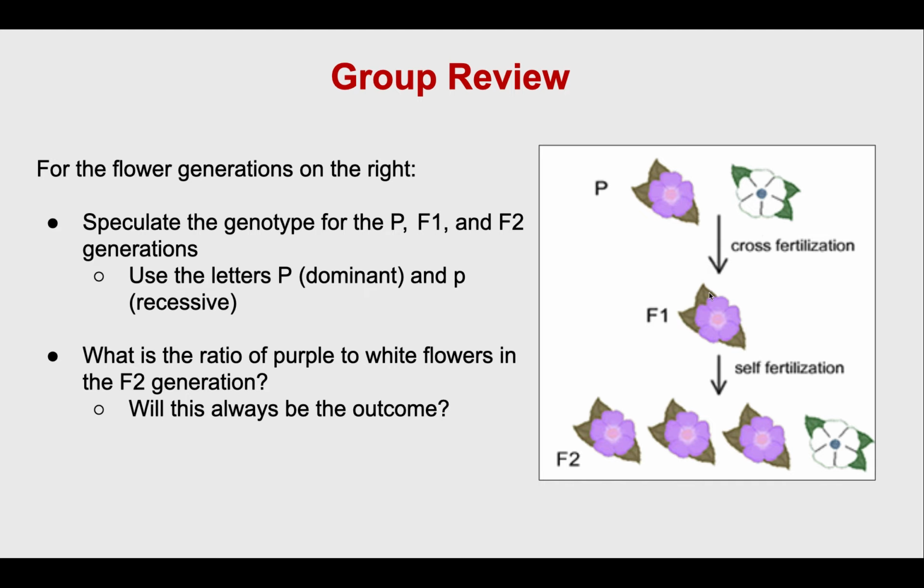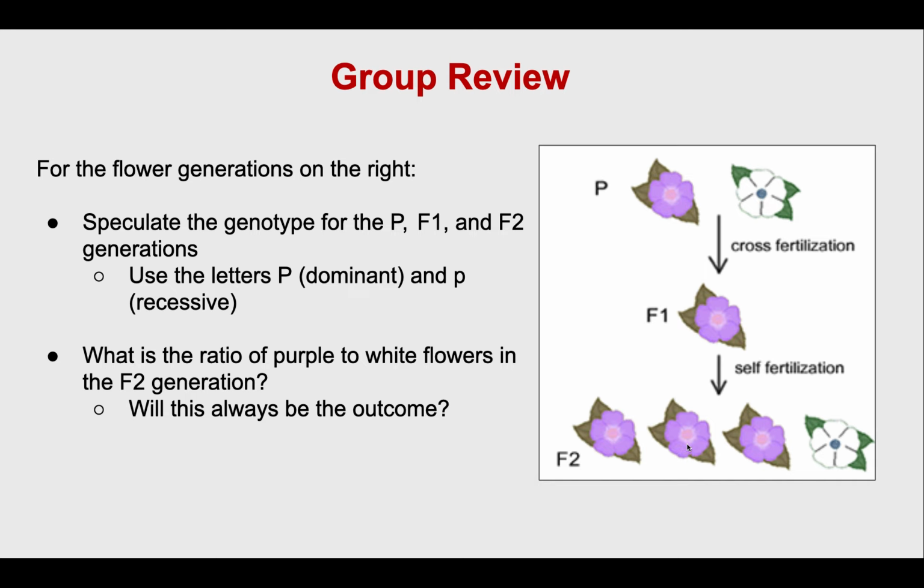Yes. So if we're looking at the F1 generation, what might be the genotype for this? Big P and little p. Yes. One has to be dominant because that's the phenotype we're seeing. But we know it was crossed with a genotype that was all recessive, so that recessive is in there. Now let's look at the F2 generation. What is one possible genotype for this flower? Big P, little p, that's one combination.